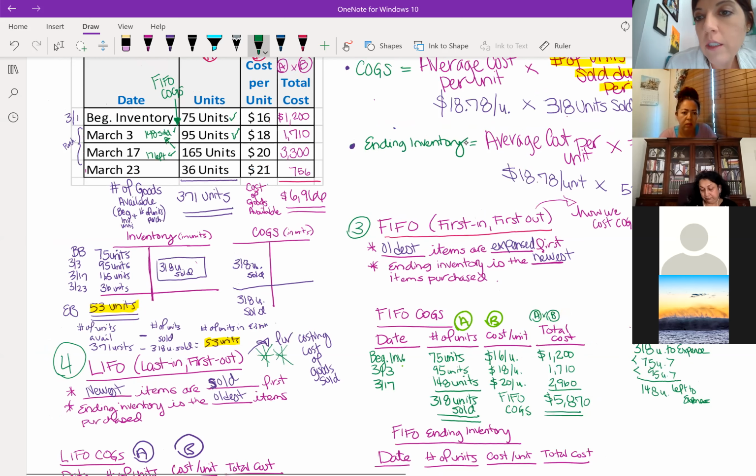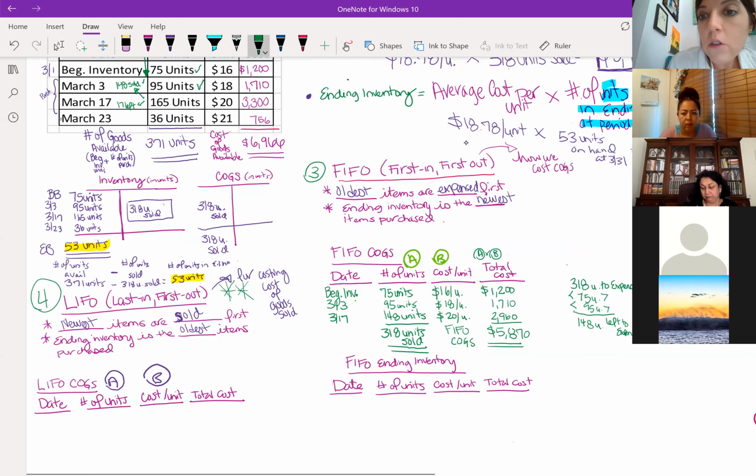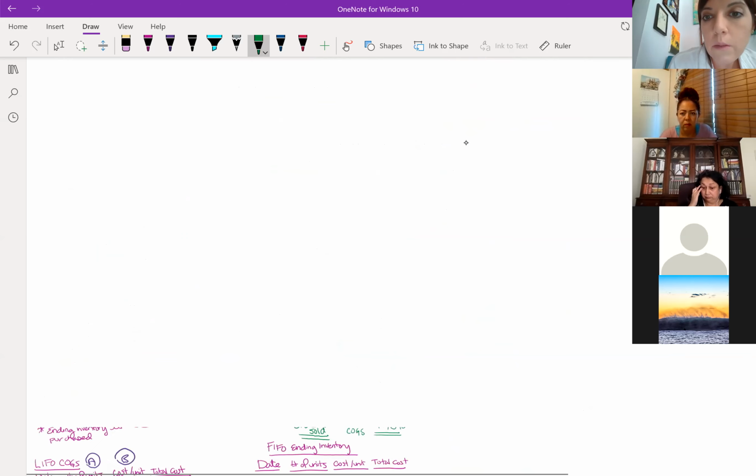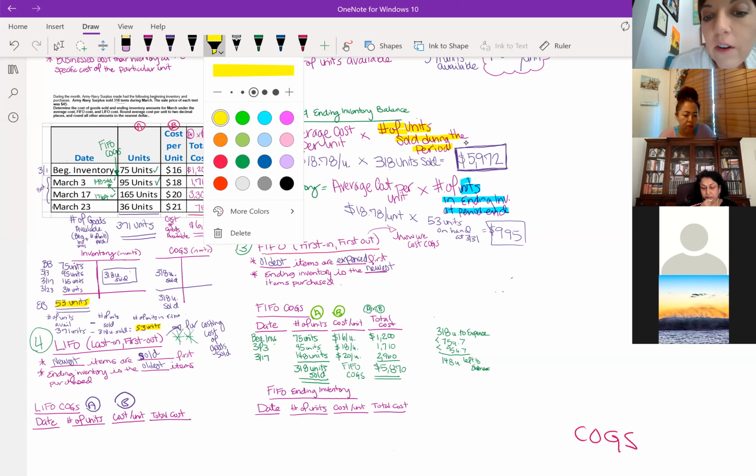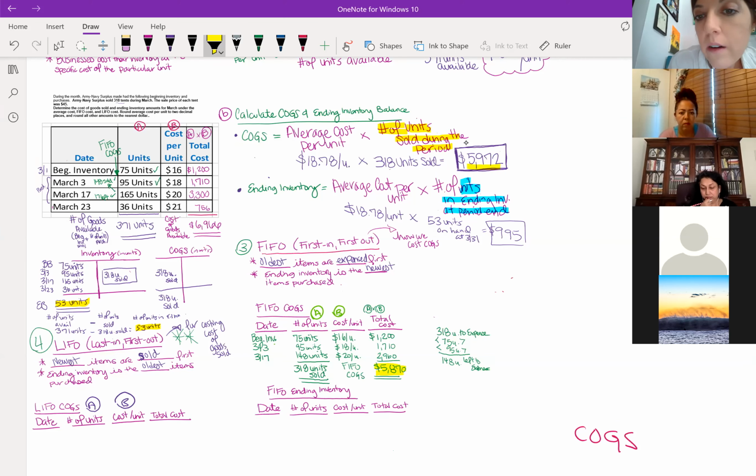So I want you to notice something. Same number of units were sold, right? Same number of units were expensed. And FIFO cost of goods sold was 5,870, lower than what average cost shows. Average cost, you would be expensing 5,972. FIFO in inflationary periods will always provide the lowest cost of goods sold. The lowest amount to be expensed will always be from FIFO.